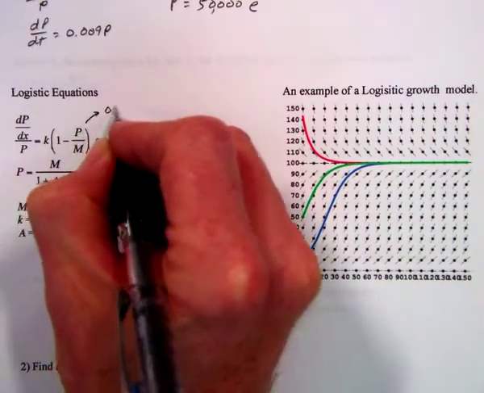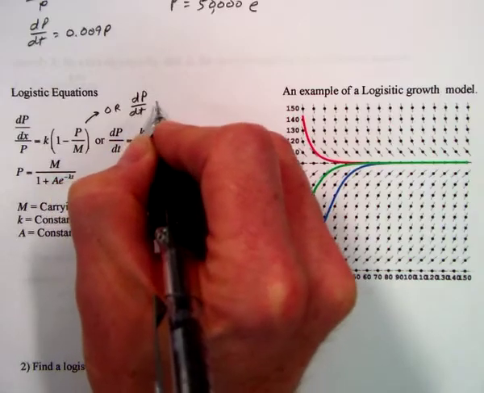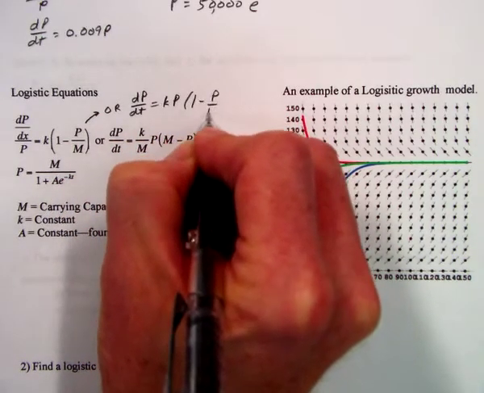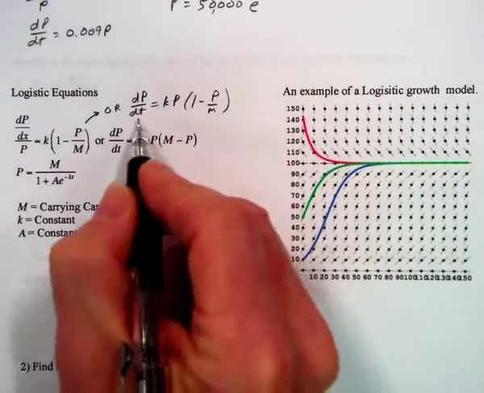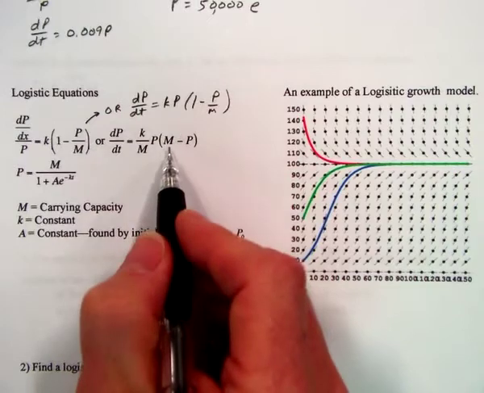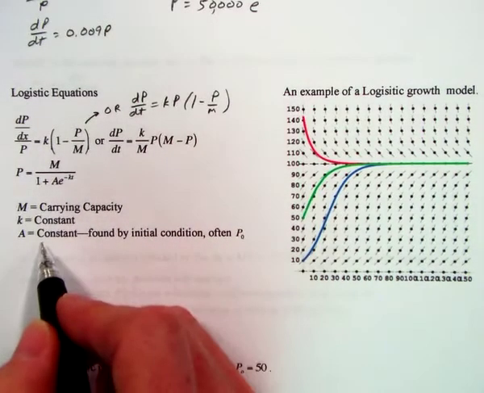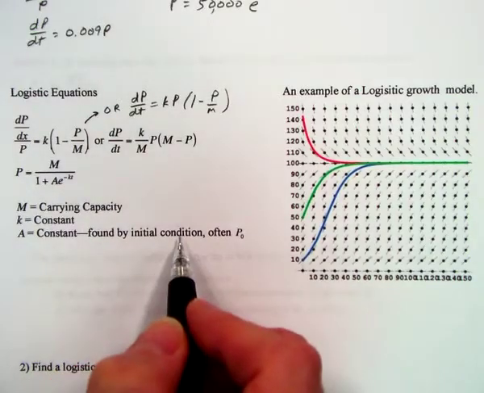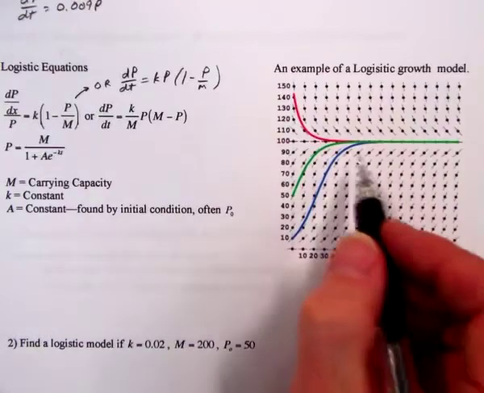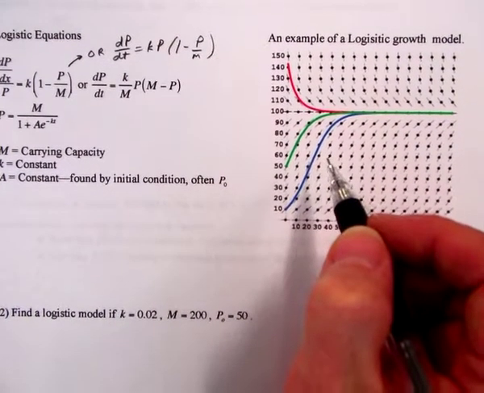We could also write it as dP/dt equals kP times 1 minus P over M. So typically you can have it in this form or this second form, where M, as you know, is the carrying capacity, k is some constant, and A is found using the initial condition, often P sub 0 or time 0. We've done several graphs like this. Let's take a look at what this is telling us.